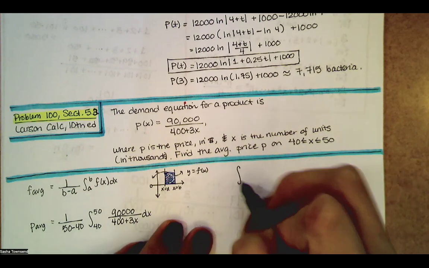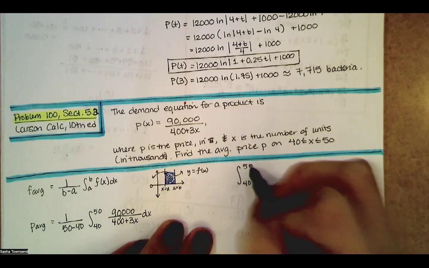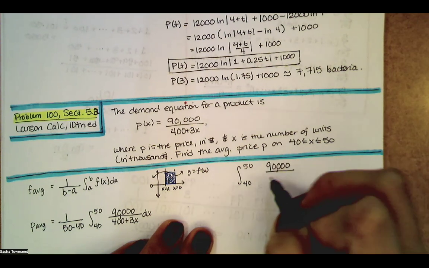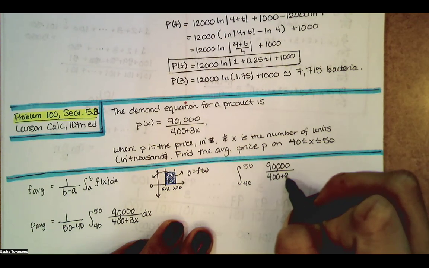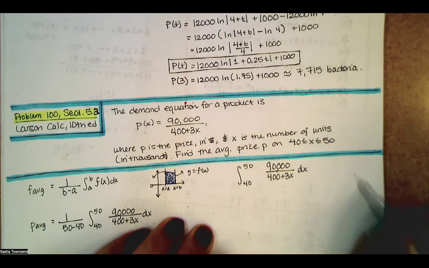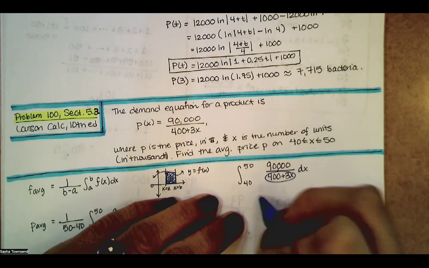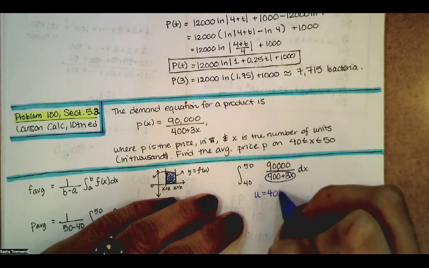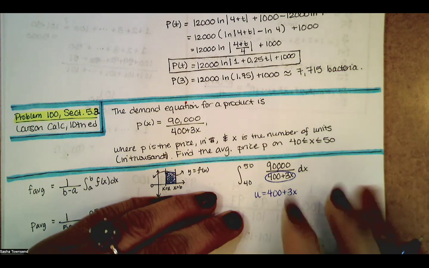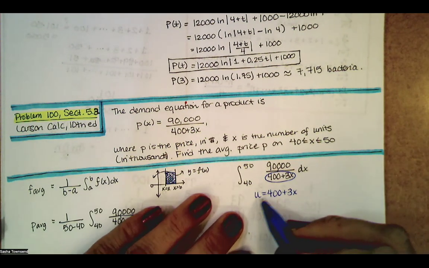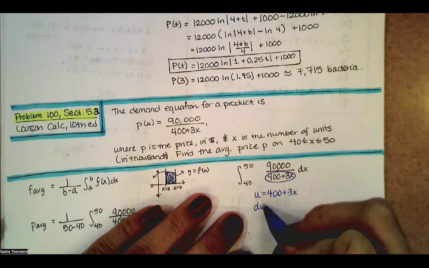Now, when I look at this integral from 40 to 50 of this function, of course, I always ask myself, do I have a rule for that? And the answer is no, we don't have a rule right now, but we could have a rule if we let u equal the denominator. We can use u substitution if we write this integral entirely in terms of u, and we'll be able to evaluate it. So we let u equal the denominator, and then we compute du.